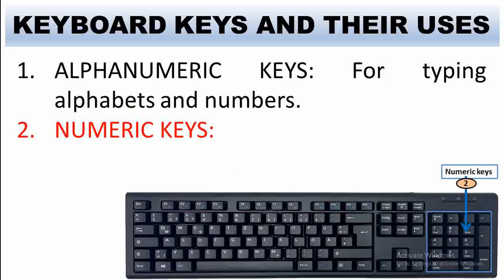Then we have numeric keys, in case you want to type numbers, or the work you are doing has to do with numbers only. You can use the numeric keys at the right side of the keyboard to make it faster. For some keyboards, to use the numeric keys you have to turn on the Num Lock. If you look at the top, you will see the key labelled Num Lock, which means number lock. If you don't turn on Num Lock, when you press any of the numbers, it may not appear on the screen, that is, the computer may not respond. You have to turn on Num Lock by pressing it once, and then you can start using any of the keys.